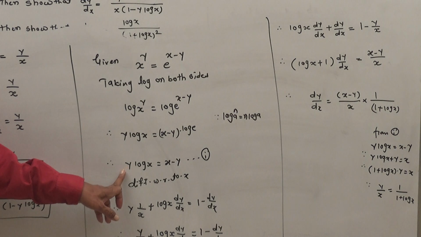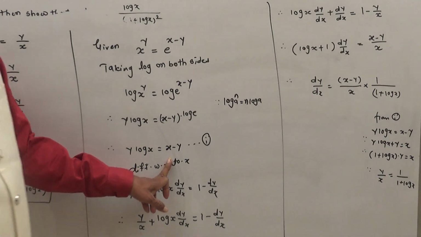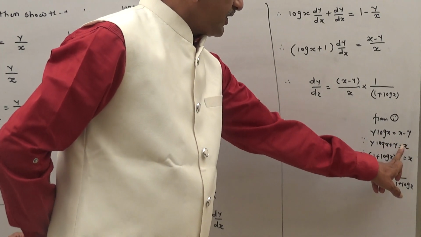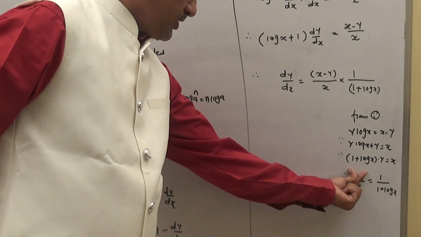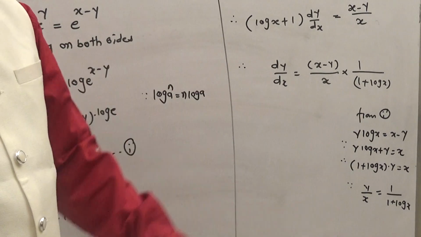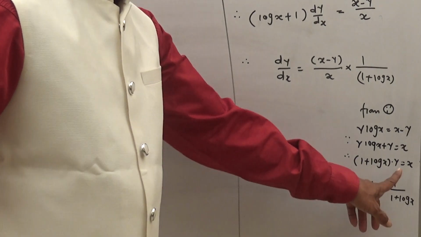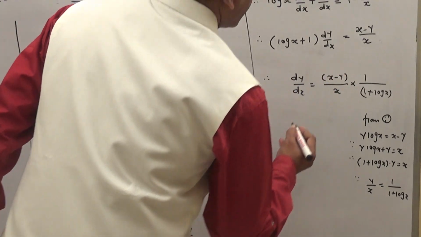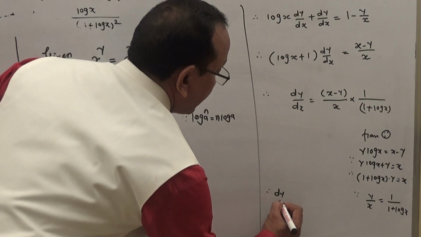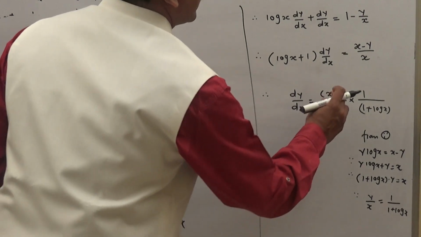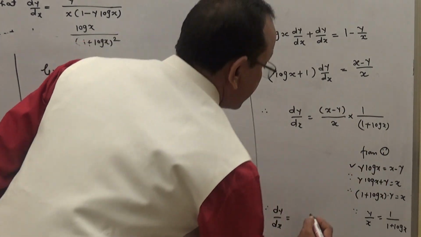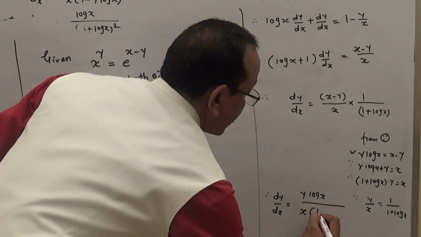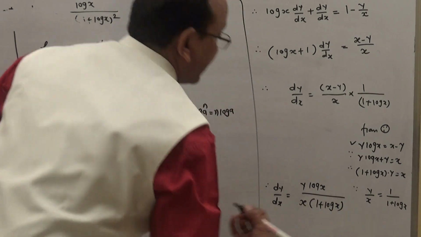From 1, y log of x is x minus y. So y log x plus y is equal to x. So take y common. It is 1 plus log x into y is equal to x. Then y upon x is 1 upon 1 plus log of x. Then substitute the value: dy by dx is equal to, what is the value of x minus y? It is y times log of x upon x into bracket 1 plus log of x.